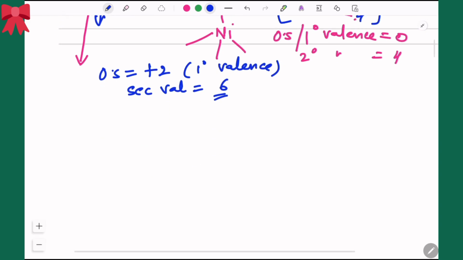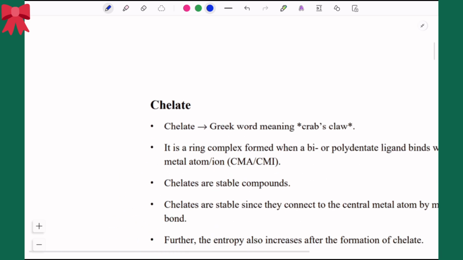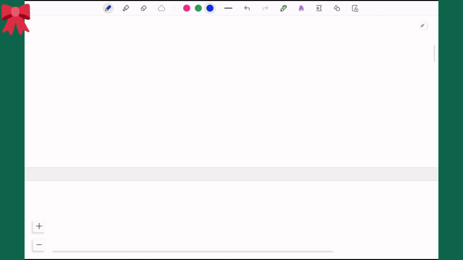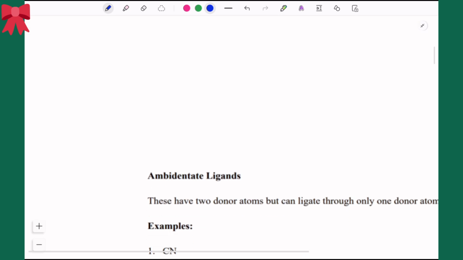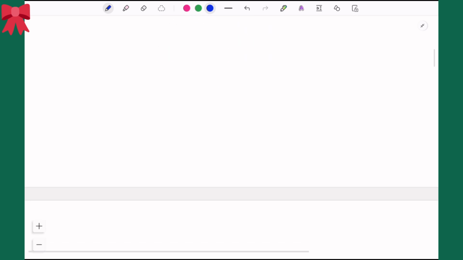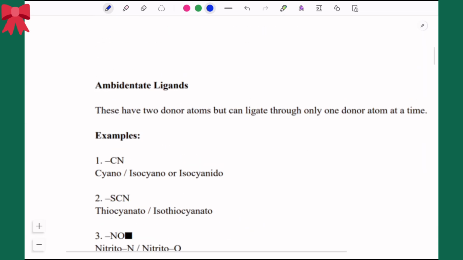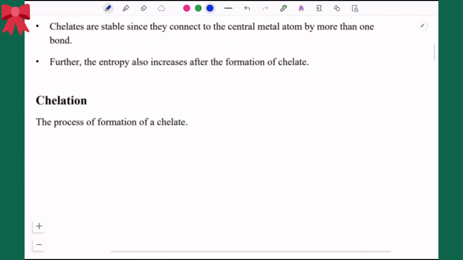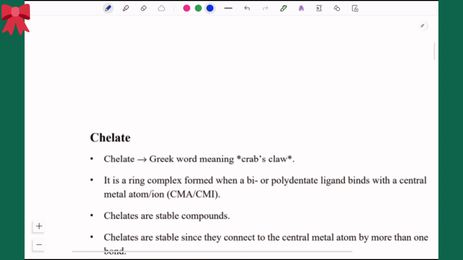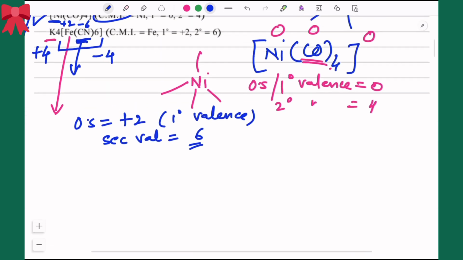Let me just check now what more topics we have to discuss. Yeah, so I think we are on the last topic. Sorry, there are some more topics which we'll be covering in the next session only because it's a little longer one. So chelate and all will be covered in the next session.